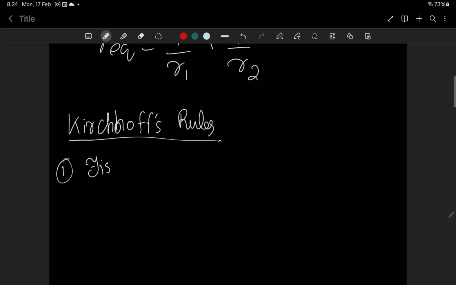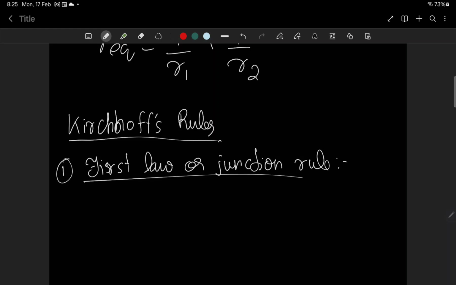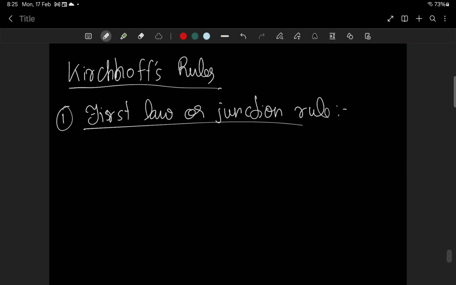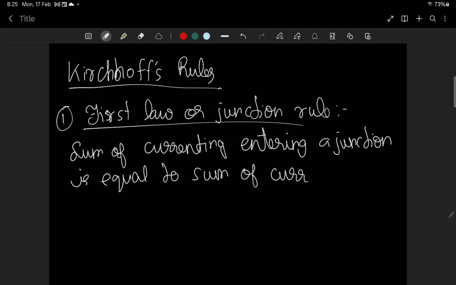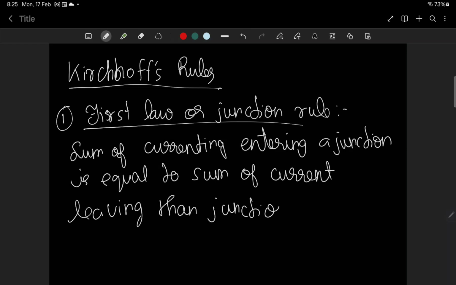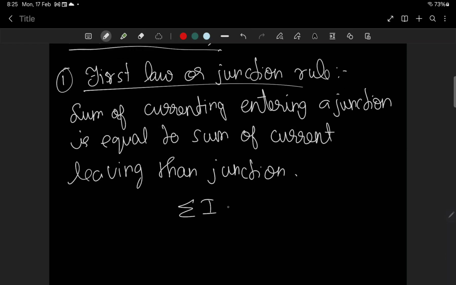First law, or junction rule. It is telling that in an electric circuit the algebraic sum of current at any junction is 0. That is, the sum of currents entering a junction is equal to the sum of current leaving that junction. That is, sigma I at a junction is 0.